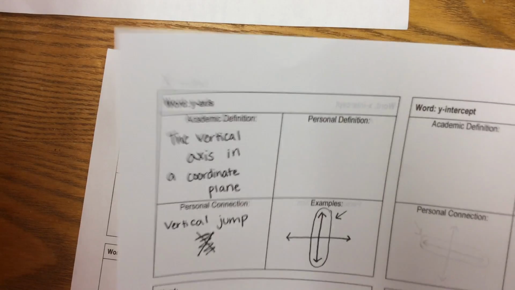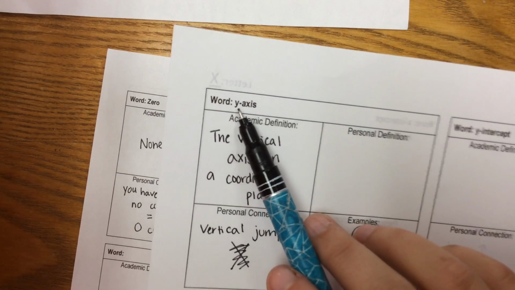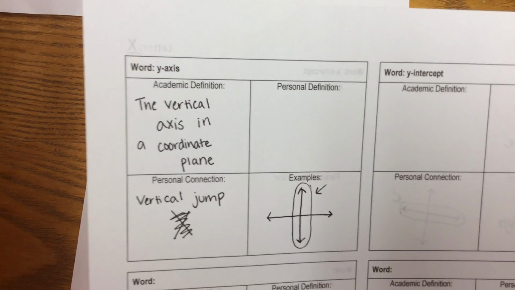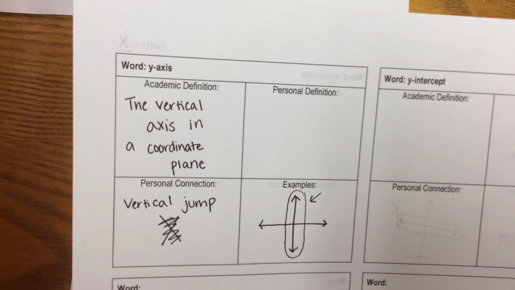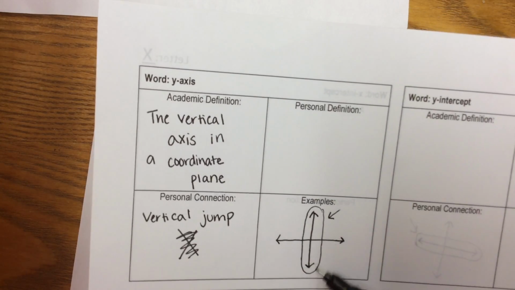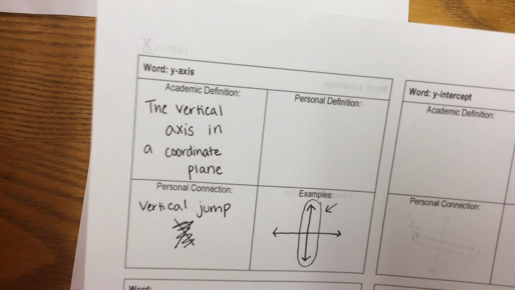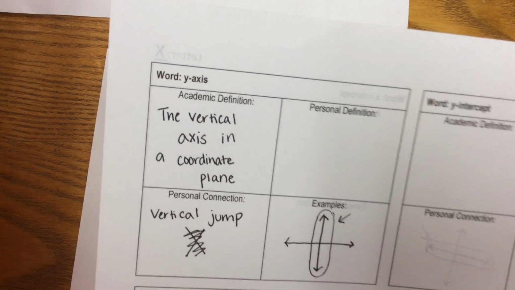Y-axis is right on the back side of this page. Y-axis, make sure you're on the Y's now, Y-axis. The vertical axis in a coordinate plane. So how you go up and down. And that's like your vertical jump for those basketball players of you, how much you jump up and down.